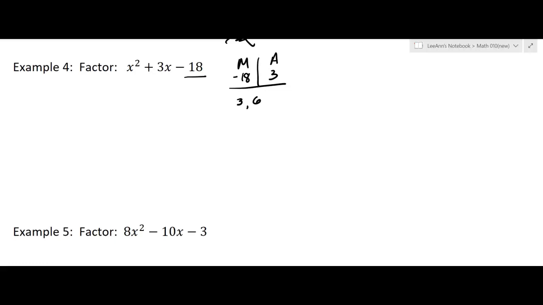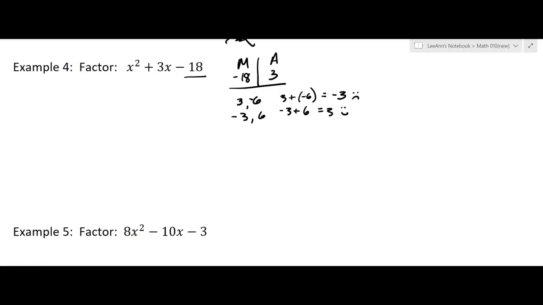But here's the thing. One of those has to be negative to get a negative 18. So do I want it to be negative 3 or do I want it to be a negative 6? Well, let's say I want it to be a negative 6. What's 3 plus negative 6? Well, that's negative 3, so no, it's not that one. So, frowny face. That trial didn't work. So what about negative 3 and positive 6? Yes, that works because negative 3 plus 6, that's 3, so that's the right one.